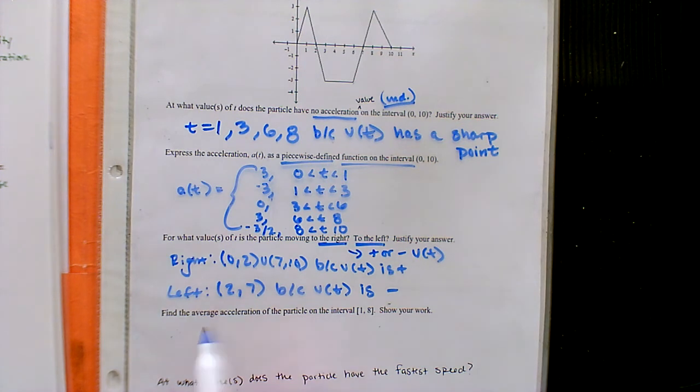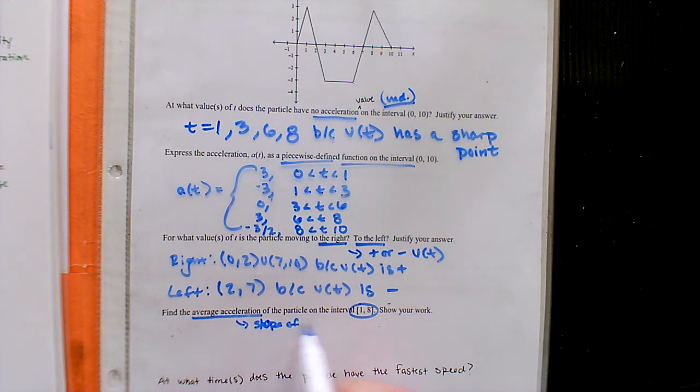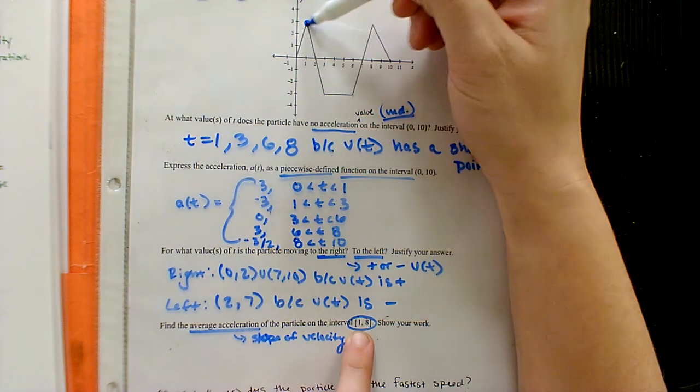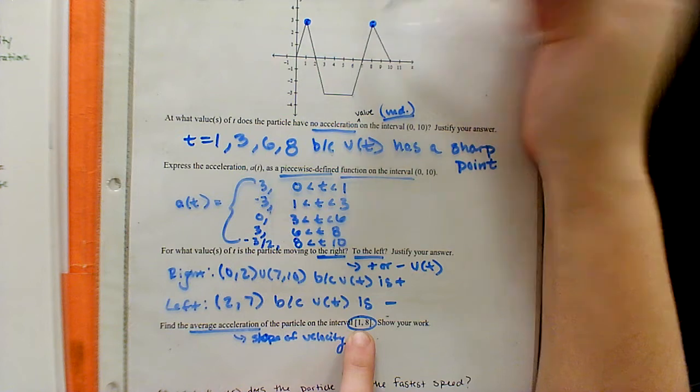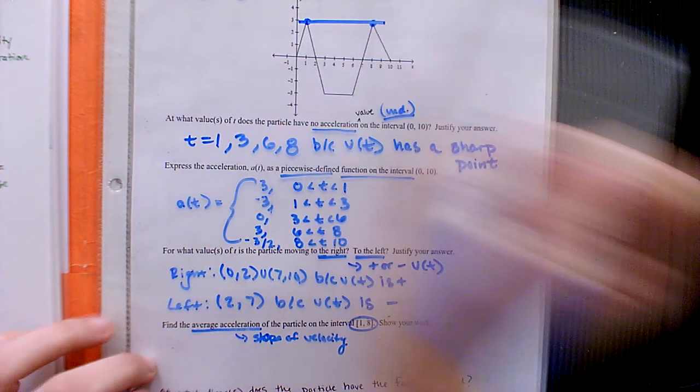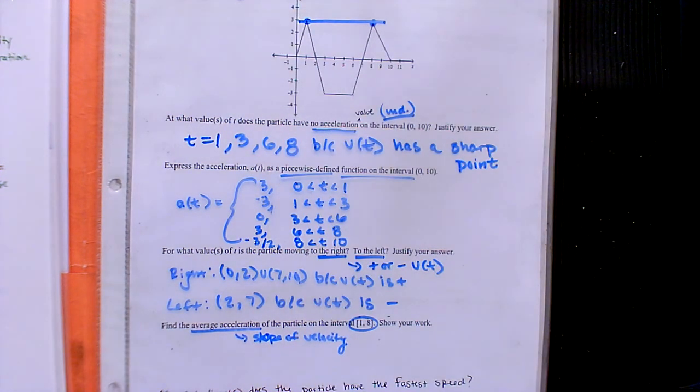All right, find the average acceleration of the particle on the interval from 1 to 8. So we already know that acceleration is the slope of velocity. And if we want an average slope, that means we've got to figure out the slope between 2 points. So our interval is from 1 to 8. What would the slope of the line be if you connected those 2 points? Zero, flat, right? They have the same height.